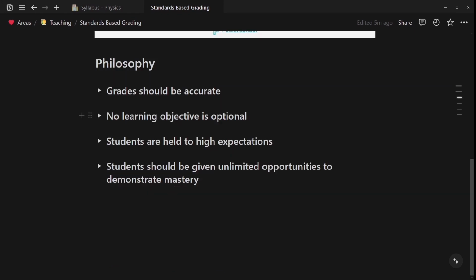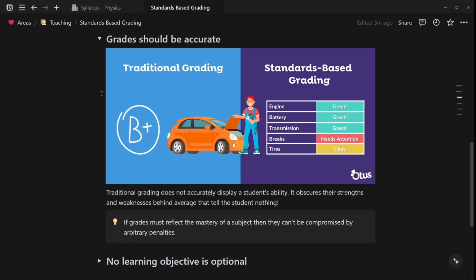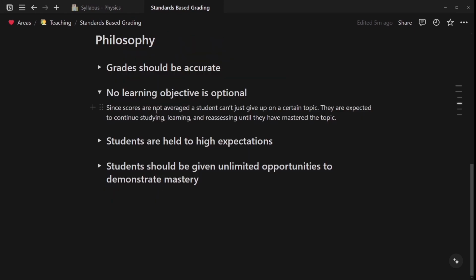Another philosophy is that no learning objective is optional. This comes back from the idea of if you average everything out, then they can just say, I'm not going to bother learning this one skill because I'll still get a B+ in the end. I've had this happen when teaching with traditional grading. I've had a student be getting a C in a class, but get a 0 on an entire test. They haven't learned a single thing in that unit, but they were getting a C because they've been turning in all the homework assignments and because they're able to be a student. That doesn't mean they understand the content. No learning objective should be optional.